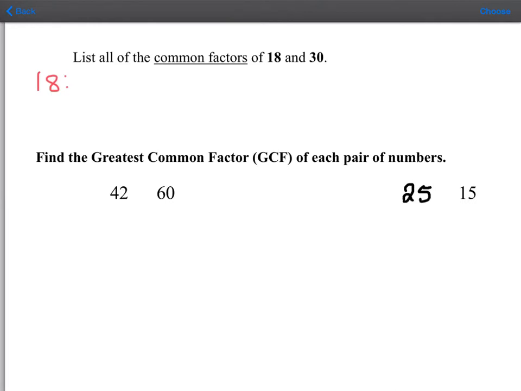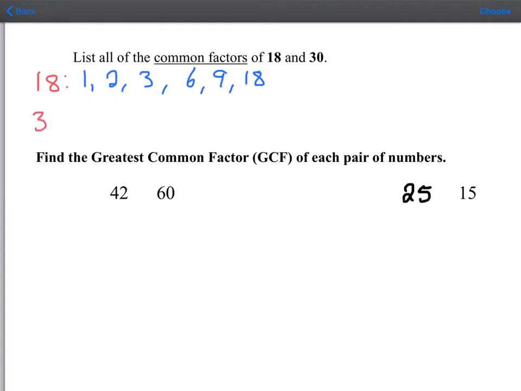So it's easy to think of them in pairs. We could do 1 times 18. We could do 2 times 9, and we can do 3 times 6. Those are all the factors of 18.